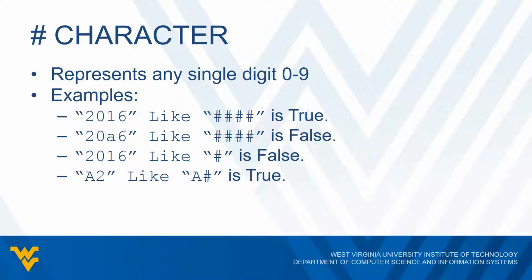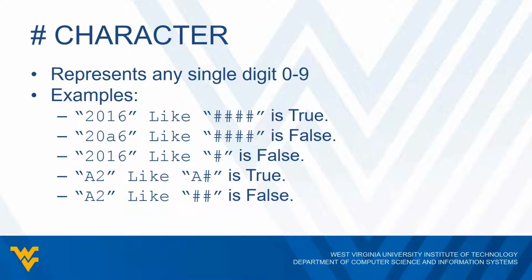Let's say we have A2 and see if that's like A pound. This is going to be true because our pattern is saying that the first character must be a capital A, and then the second character must be a digit 0 through 9. We see here that our string does start with a capital A, and our second character is a digit. It's the digit 2, so this does match our pattern.